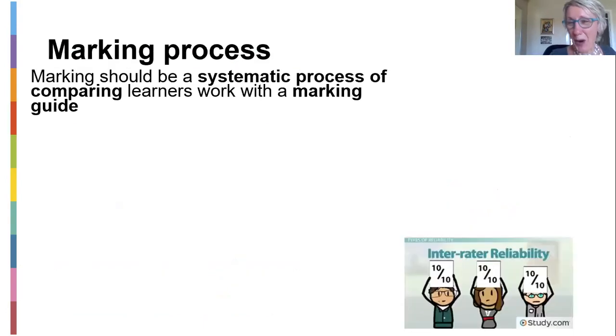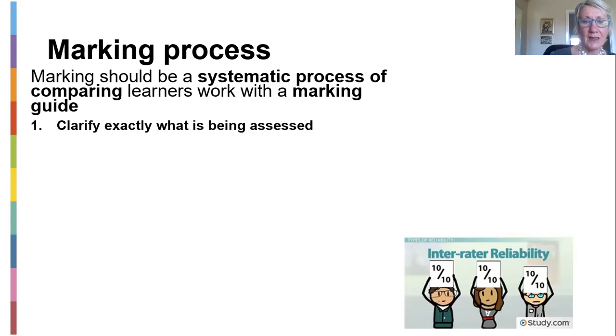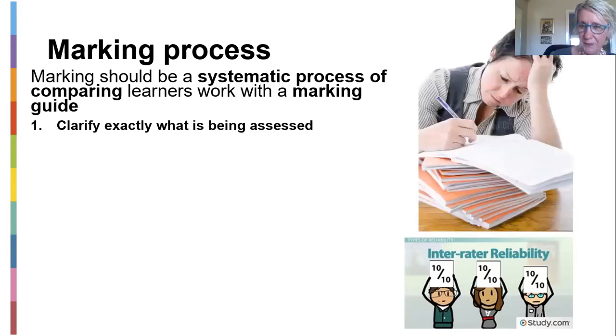So let's just quickly look at marking, okay? You're all teachers, you're going to be marking a lot in the years to come. So marking should be a systematic process of comparing learners' work with the marking guide. So how do we systematically mark what the students have done with our marking guide? First of all, in our marking guides, we've got to clarify exactly what must be assessed. Okay, what are we marking?